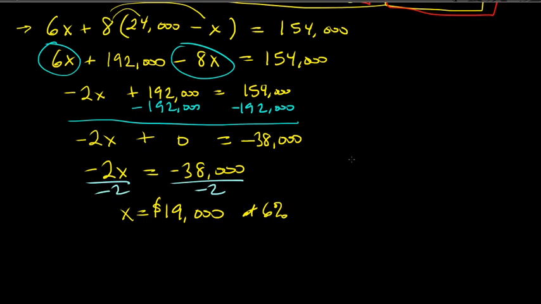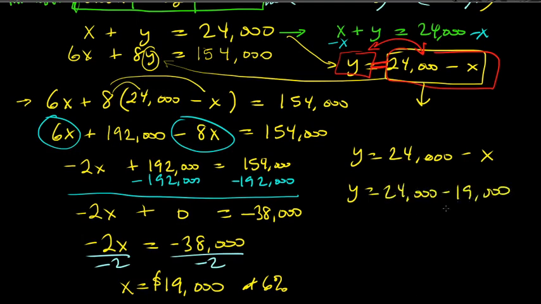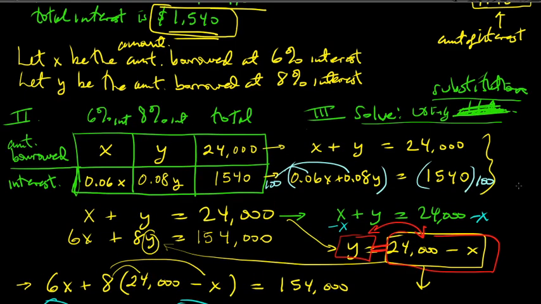Now we just have to find y. But remember, y was 24,000 minus x. But if x is 19,000, 24,000 minus 19,000 is $5,000, right? And this was at 8% interest. So now we just answer the question.